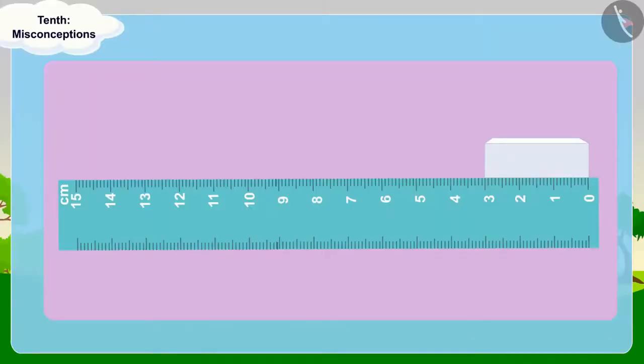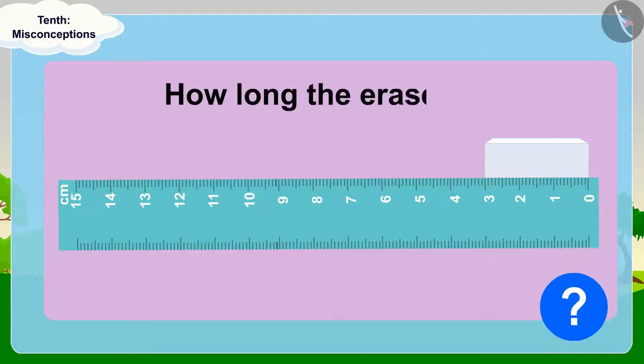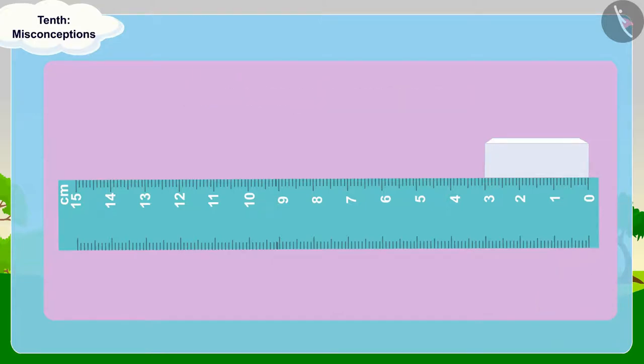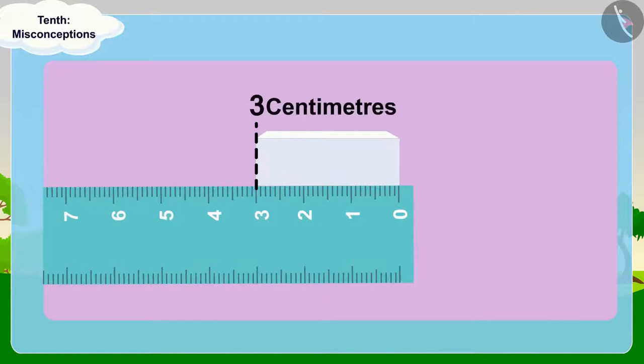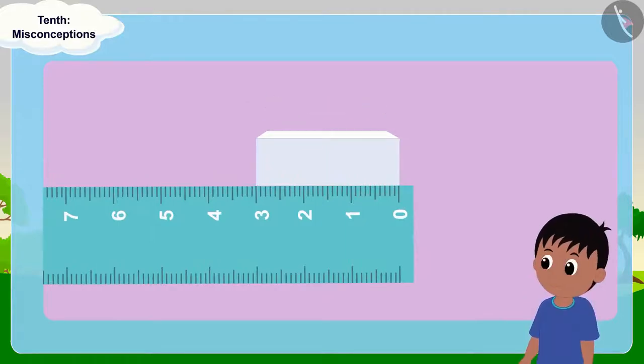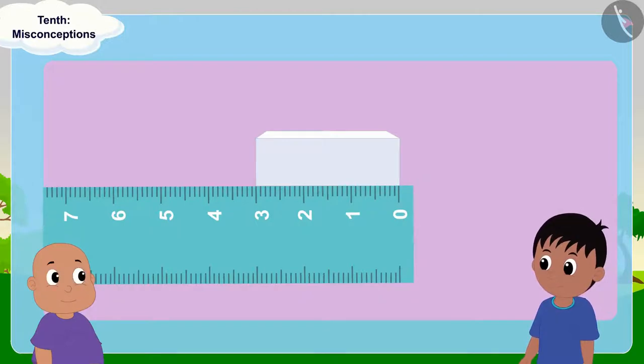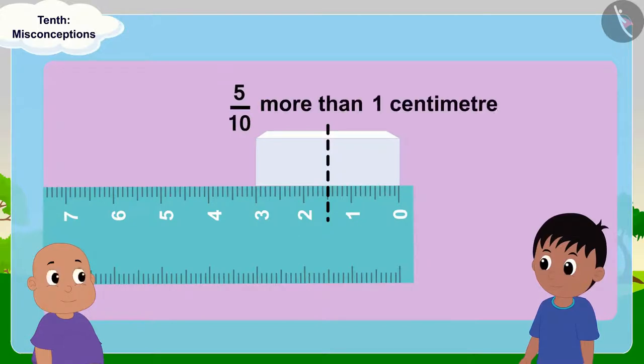Children, can you tell how long the eraser is? Absolutely right. The eraser is 3 centimeters long. Now, Raju and Bablu saw that half of the eraser is 5/10 more than a centimeter.